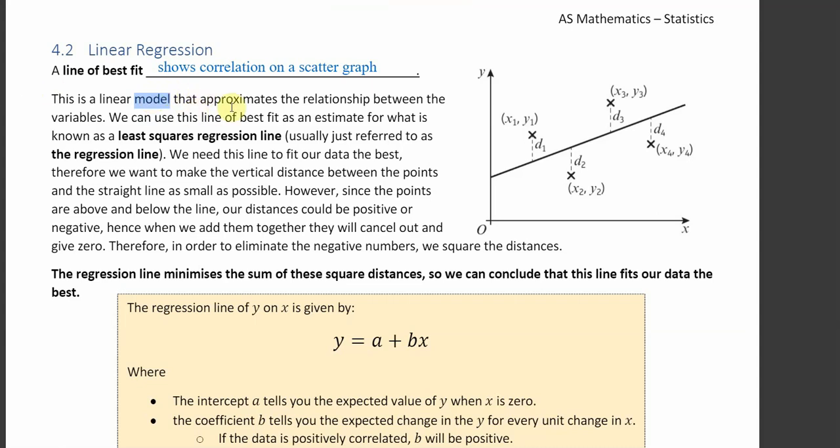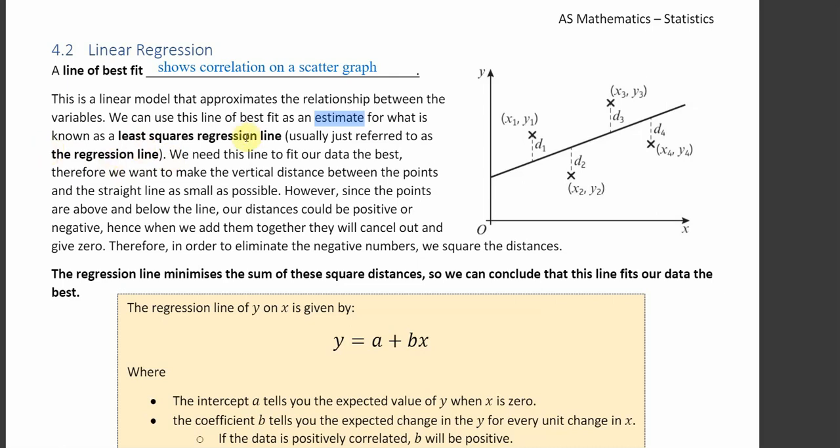We can use this line of best fit as an estimate for what is known as a least squares regression line, usually just referred to as the regression line. Now, in AS maths, you don't really study how to calculate the least squares regression line, but we're just mentioning its name at the moment. Don't worry, we're not going to learn how to calculate it right now.